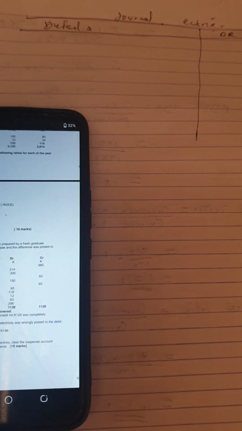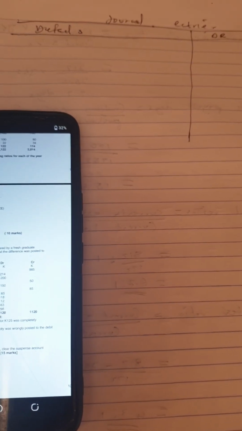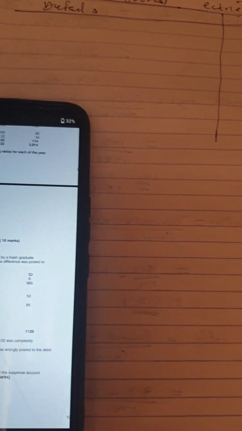Now if you omit, which simply means you've not entered the transaction in any of the accounts, there will be a shortage on the credit, and there will be a shortage on the debit side. So if you make an error of omission, the trial balance is going to balance except with the wrong figures.